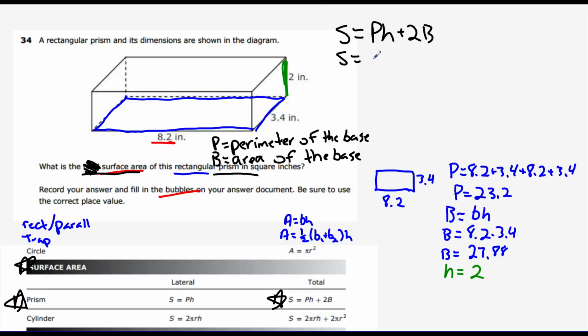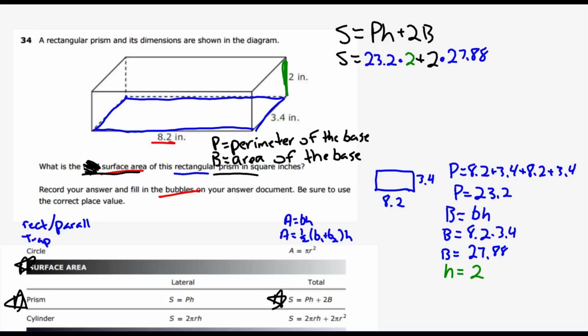So we fill in our numbers. So p is 23.2 times the height we said was just 2, plus this 2. This is just a number. 2 times area of the base, because there's 2 bases on a prism. So times, we said area of the base was 27.88.